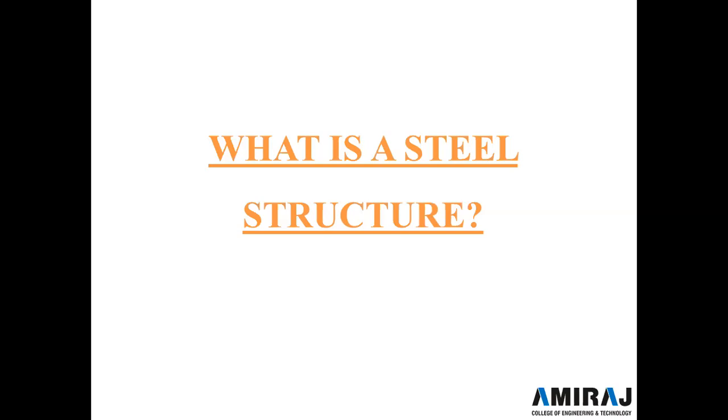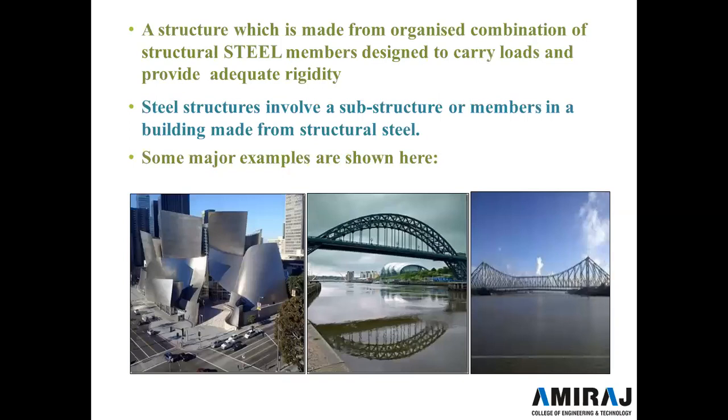So we start with the question: what is the meaning of steel structure? A structure which is made from an organized combination of structural steel members designed to carry loads and provide adequate rigidity, right? So steel structures involve a substructure or members in a building made from structural steel. These three figures are major examples of steel structures, which are trusses, bridges, or steel buildings, right? So these figures show examples of a steel structure.